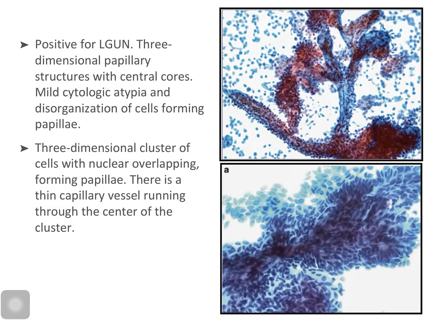possible. Here we can see in the first picture, which was diagnosed as positive for low-grade urothelial neoplasm, 3D papillary structures with central cores are seen. These are the central cores and they all are in 3 dimensions. There is mild cytologic atypia and disorganization of cells forming papillae. In picture B, we can see again a 3D cluster of cells with a central fibrovascular core forming a papilla.